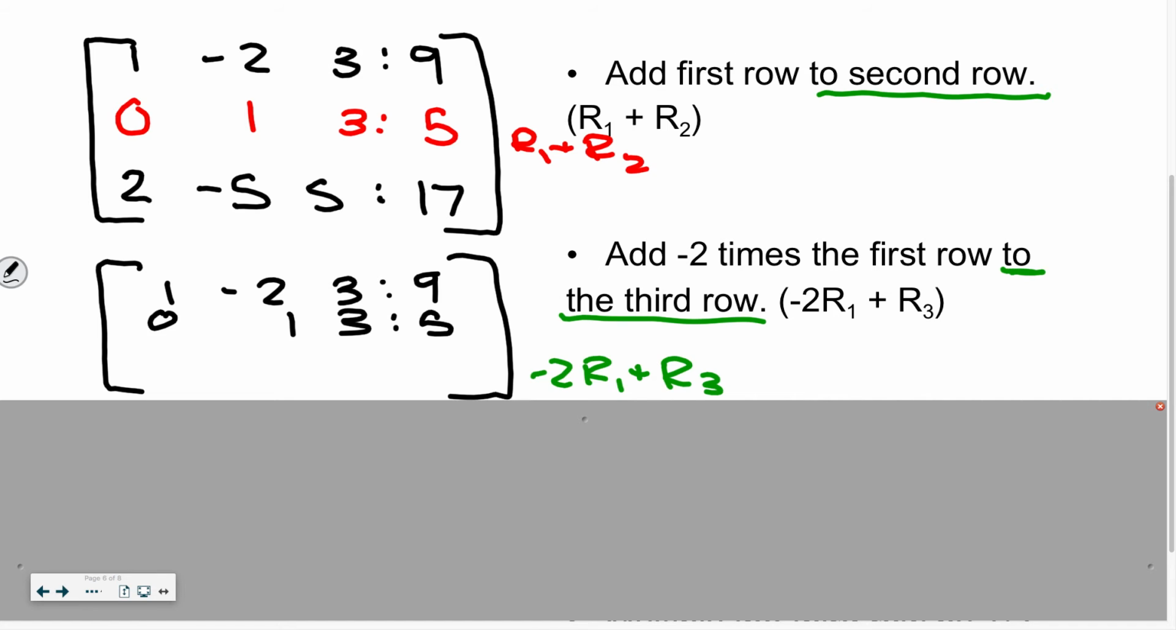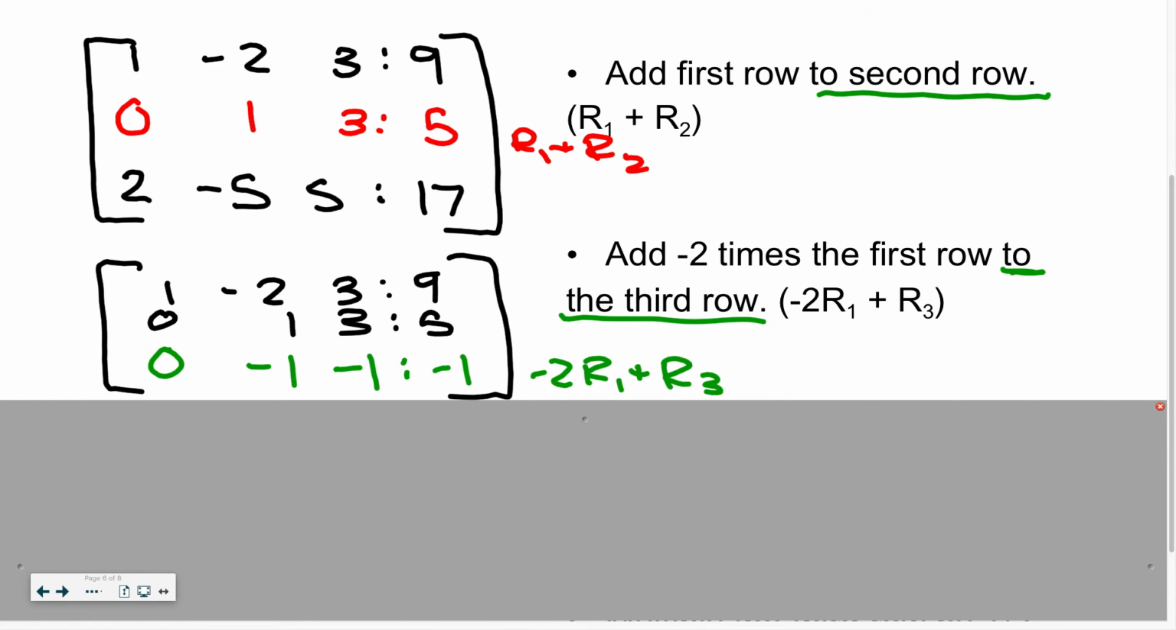Now remember to do that, you go back up to the previous matrix. Not the original matrix, just the one right above it. So, negative 2 times 1 is negative 2, plus 2 is 0. Negative 2 times negative 2 is positive 4, plus negative 5 is negative 1. Negative 2 times 3 is negative 6, plus 5 is negative 1. And negative 2 times 9 is negative 18, plus 17 is another negative 1.